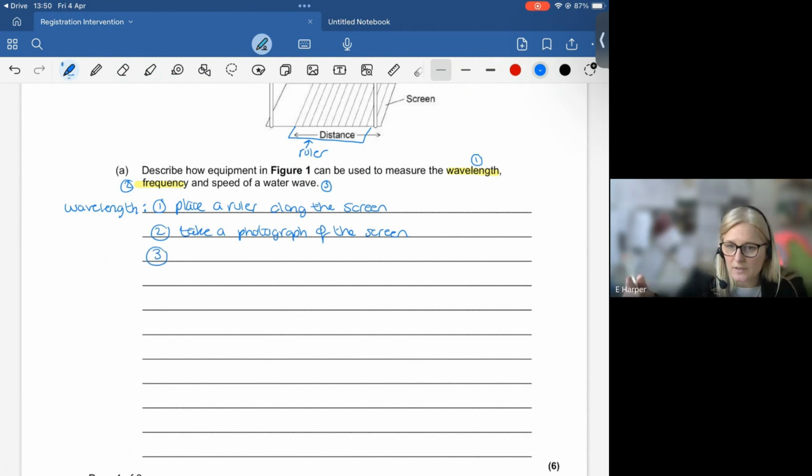Now we can measure the distance of 10 waves. It doesn't have to be 10. I just find things are easier to divide by 10. So I've just picked 10 for that reason. So now if I know the distance of 10 waves, I've simply got to take that distance and divide by 10. And I now know the distance of 1 wave. Hence we have our wavelength.